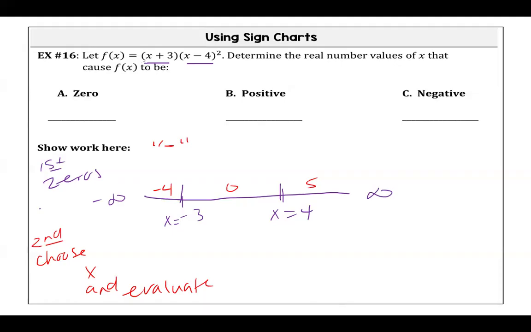Okay, so again, I chose -4. I'm going to evaluate -4, not +3, and I'm going to look at -4 minus 4 squared. A -4 plus 3 is going to produce a negative number, right? Agreed? -4 minus 4 squared is going to produce a positive number, correct? Their difference is going to be positive. And then here, a negative times a positive is a negative. So all y values between -infinity and -3 are going to be negative.